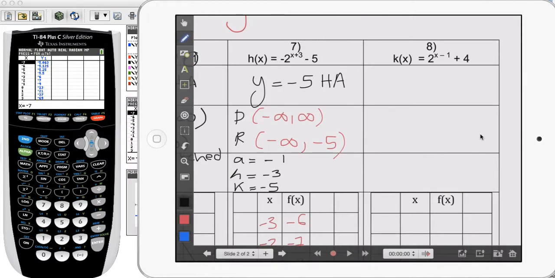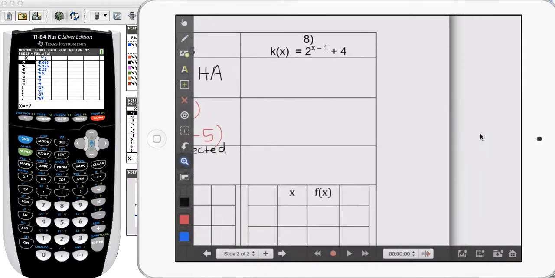So as you can see, it was reflected. Now it's below the asymptote because the A is negative. It went left 3 and down 5. Now pause the video and try number 8 on your own.